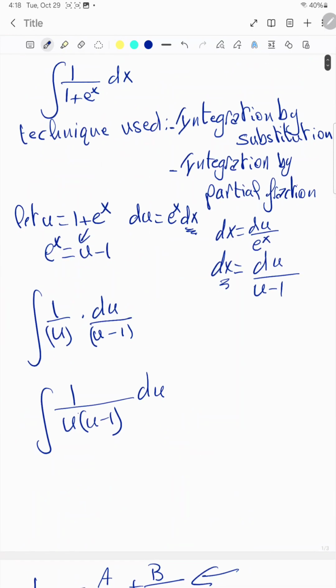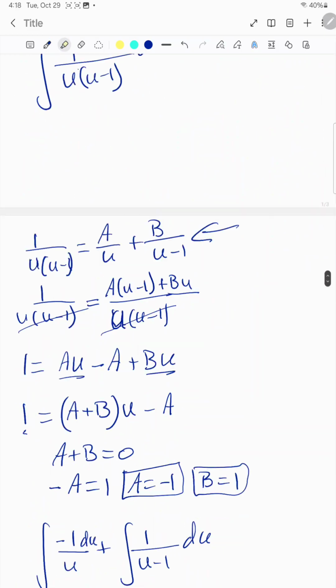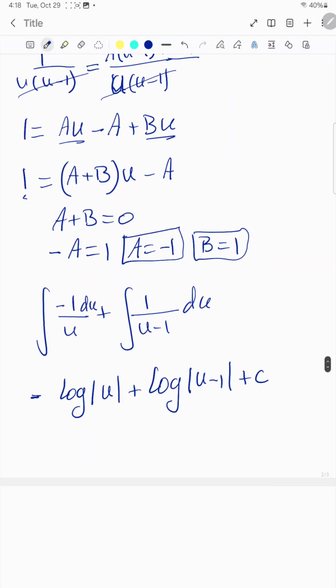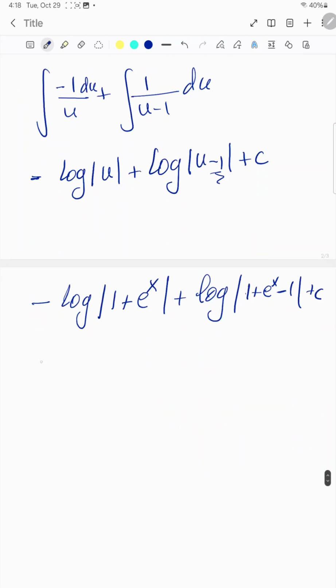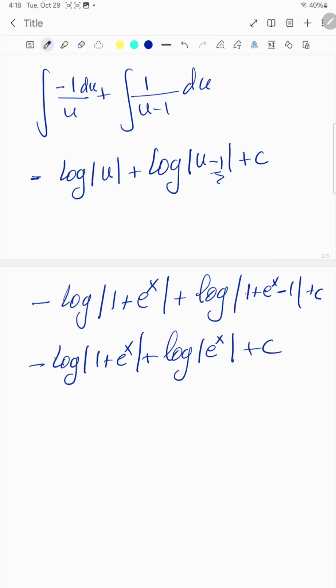Now I have to replace u by its value. We said my u is equal to 1 plus e to the power of x. So my solution becomes minus log of 1 plus e to the power of x, plus log of, again replacing u by 1 plus e to the power of x, but I have minus 1 here, so plus 1 minus 1 is 0, plus c. So the final solution becomes minus log of 1 plus e to the power of x plus log of e to the power of x plus c. And that is the final answer.